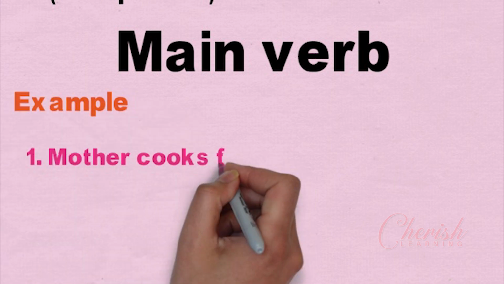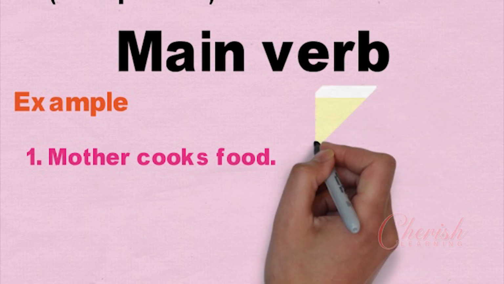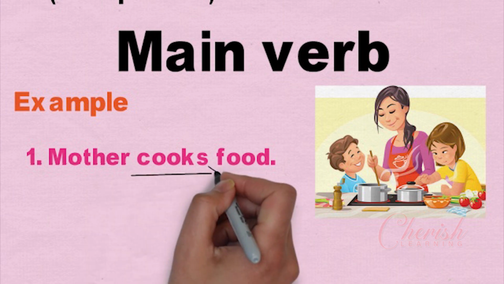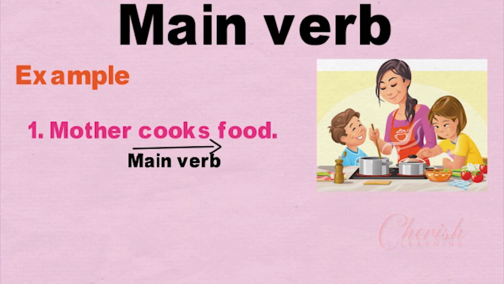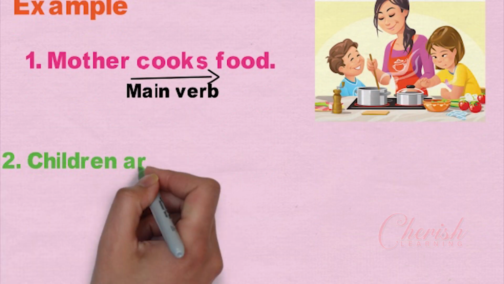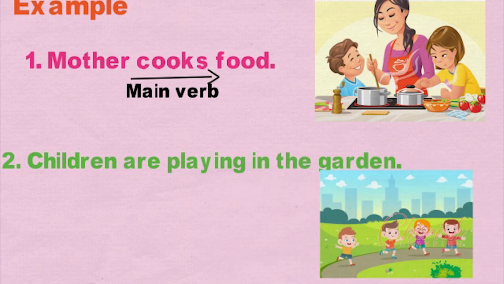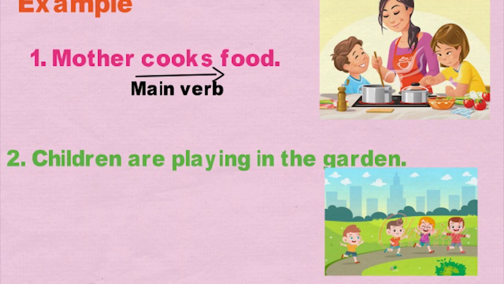Mother cooks food. माँ खाना पकाती है. So इस सेंटेंस में काम क्या हो रहा है? Action is of cooking. That's why cooks is main verb. Next, children are playing in the garden. बच्चे गार्डन में खेल रहे हैं. यहाँ पर एक्शन क्या हो रहा है? खेलने का. Therefore, playing is main verb.